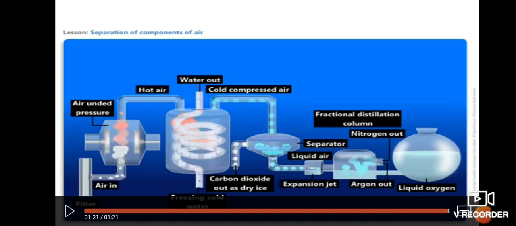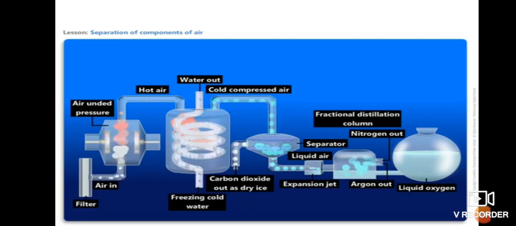See here how we are getting carbon dioxide, argon, nitrogen in the different sections. And finally we are getting oxygen from the air. In this way we are collecting gases from air.